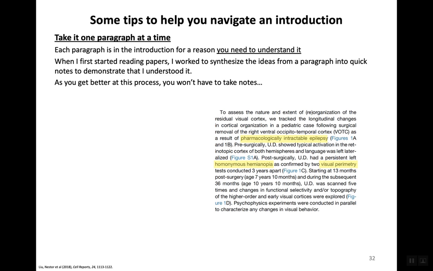Let's see next. Post-surgically, UD had a persistent left homonymous hemianopia as confirmed by 2 visual perimetry tests conducted 3 years apart. Okay, so here are some terms that we might have a bit of familiarity with, but not completely. We have encountered the talk of hemianopia in our previous lectures. We know by now that this is the loss of vision with respect to one visual field, one visual hemifield, either left or right. So what is homonymous hemianopia?